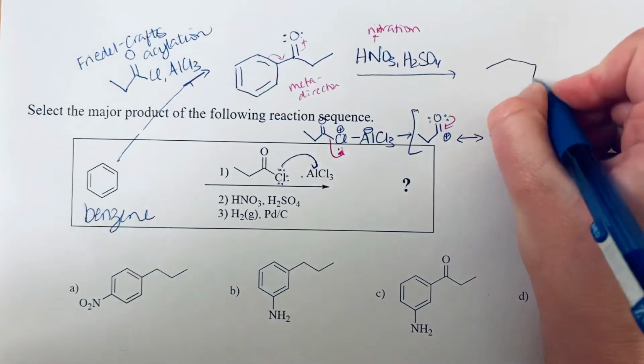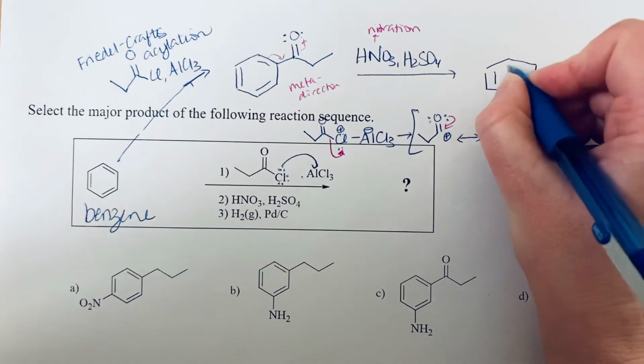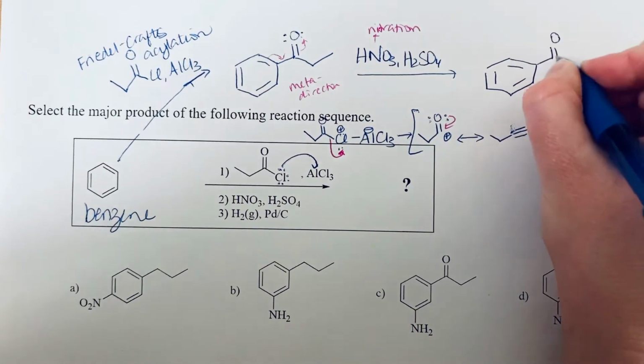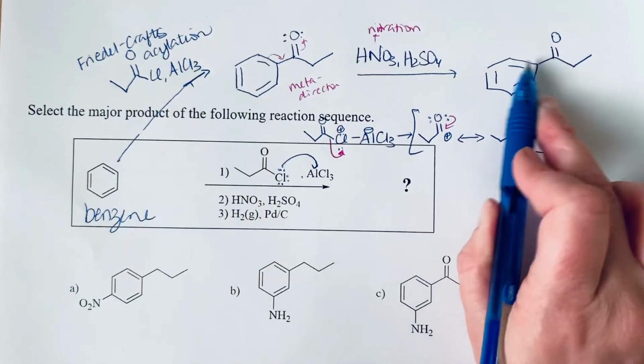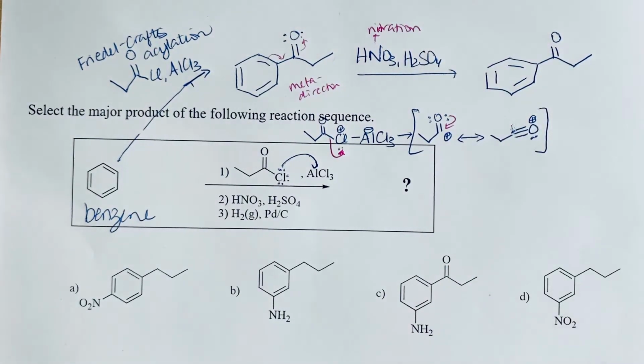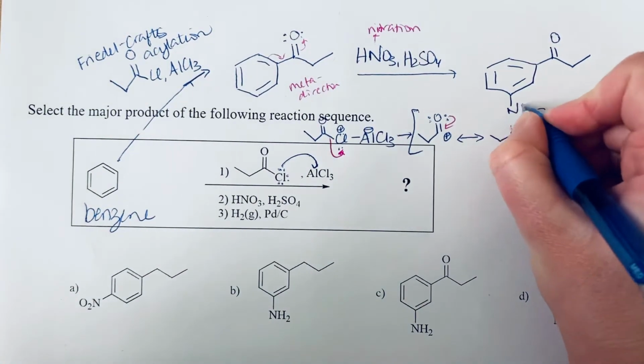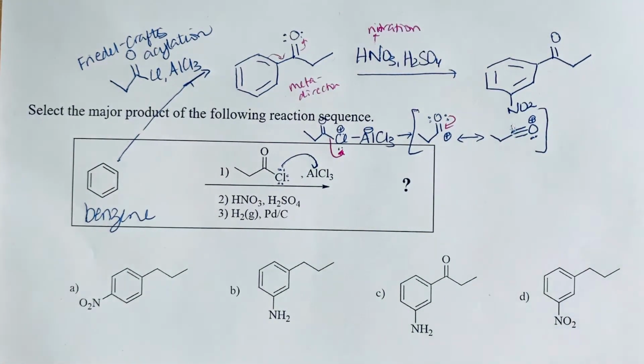Let's go ahead and draw that. There's our acyl, and we have 2 meta positions, just 3 carbon atoms away from here. So either here or here, and it does not matter where you draw it, it's the same molecule. I'm just going to put it down here. Then we want to think about what we're doing in the next step.